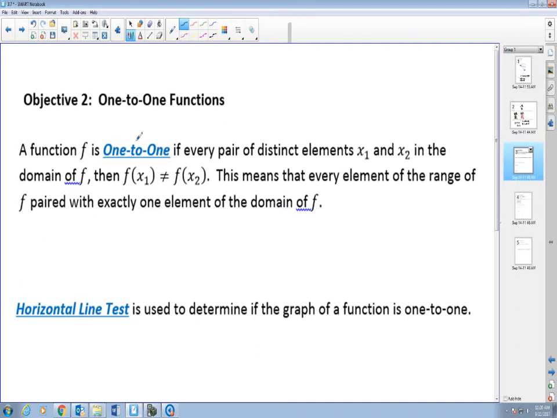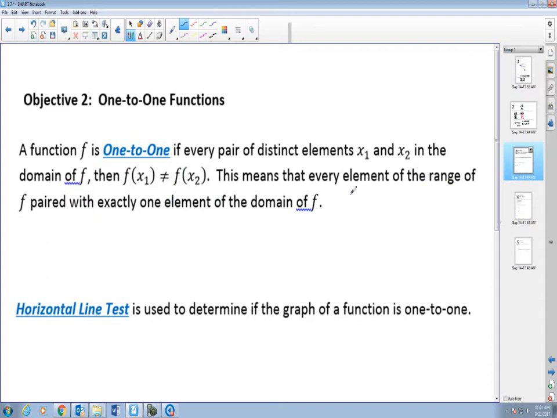A function f is said to be one-to-one if every pair of distinct elements x1 and x2 in the domain of my function f, okay, so these two are distinct, then f of x1 cannot equal f of x2. So that means I got two distinct x values. If I plug into my function f, then the two y values for two different distinct x values should not be the same.